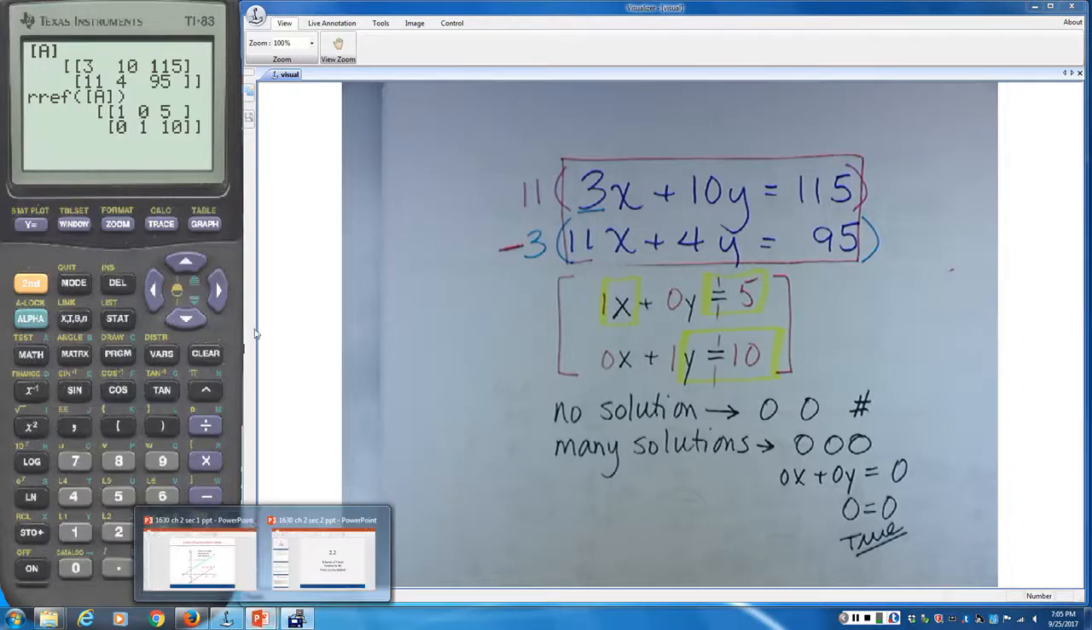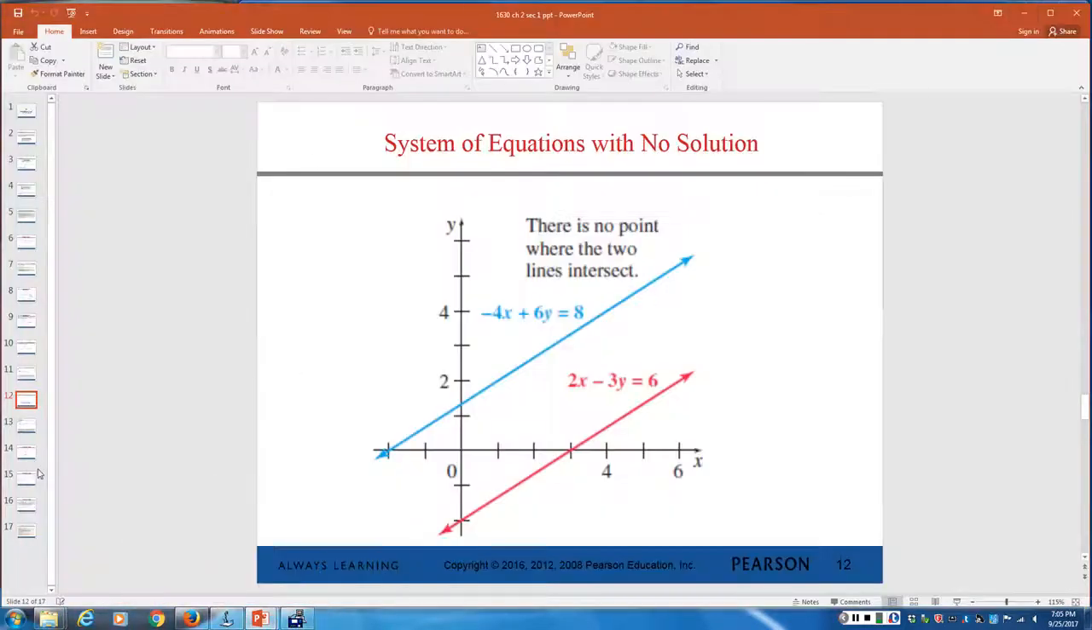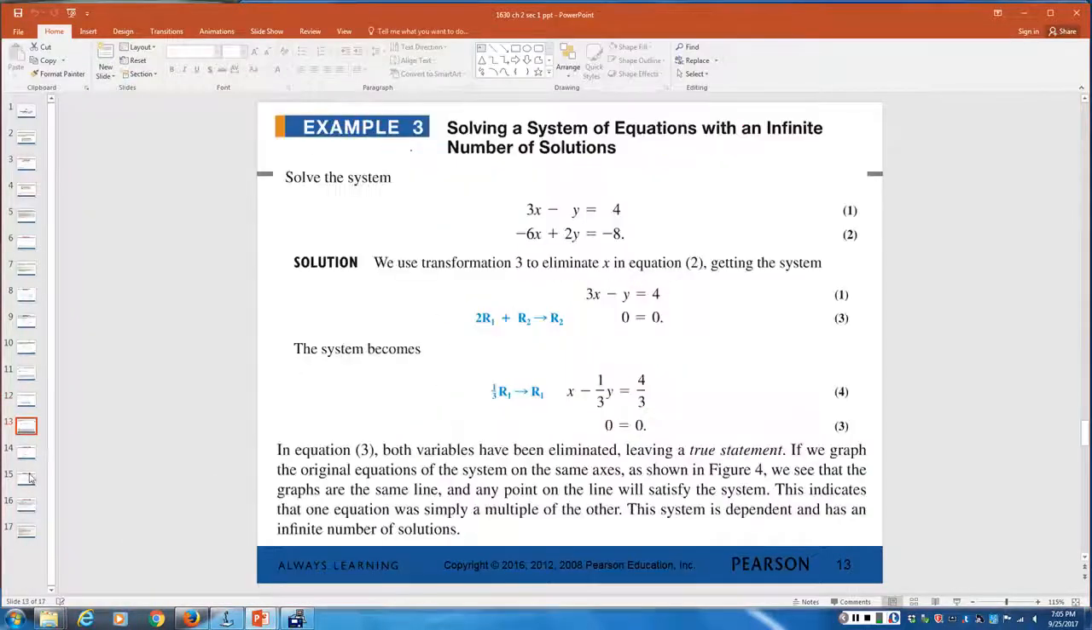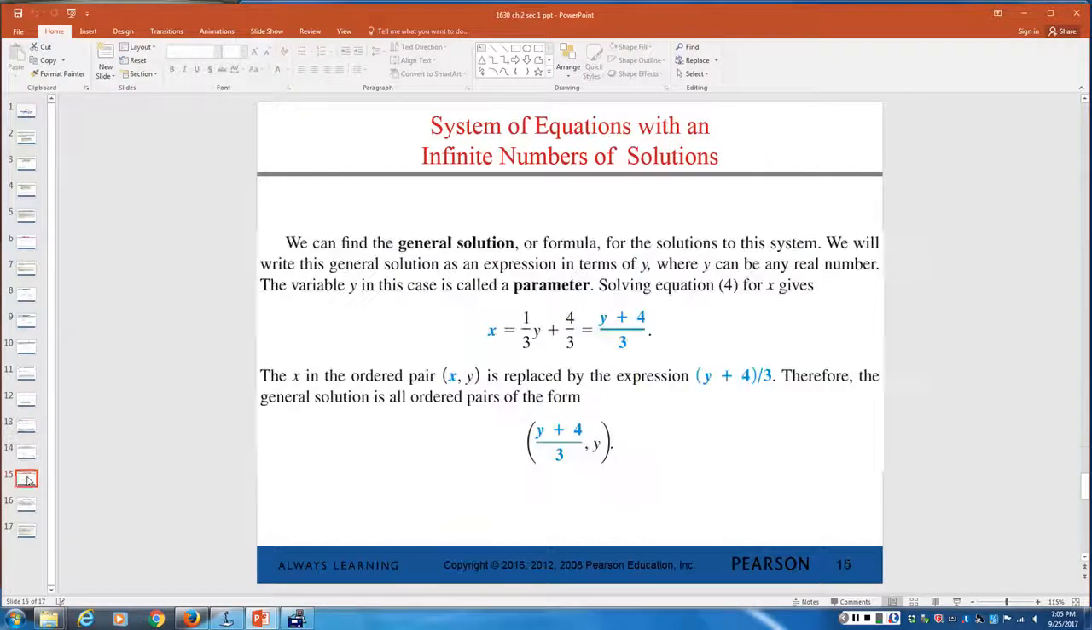So we pretty much learned a really fast way to do all this stuff, and we're just ready now to go on. Now, when we get to the next section, I'll talk to you more about how to write a general solution when there's more than one solution, but I'm not going to worry about it in section 1. We can talk about that in section 2.